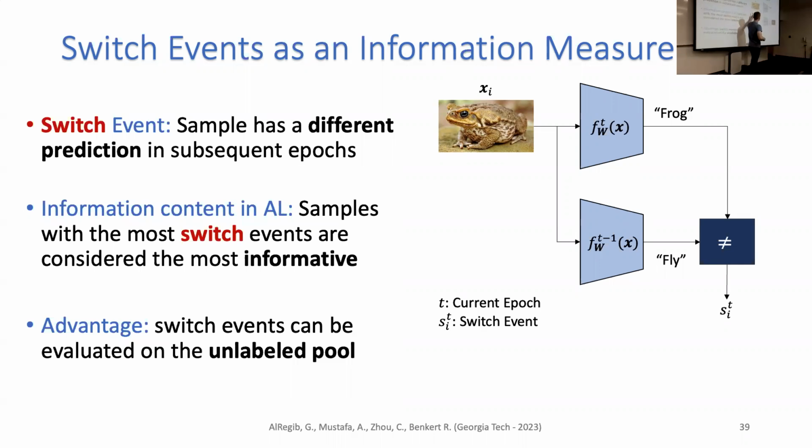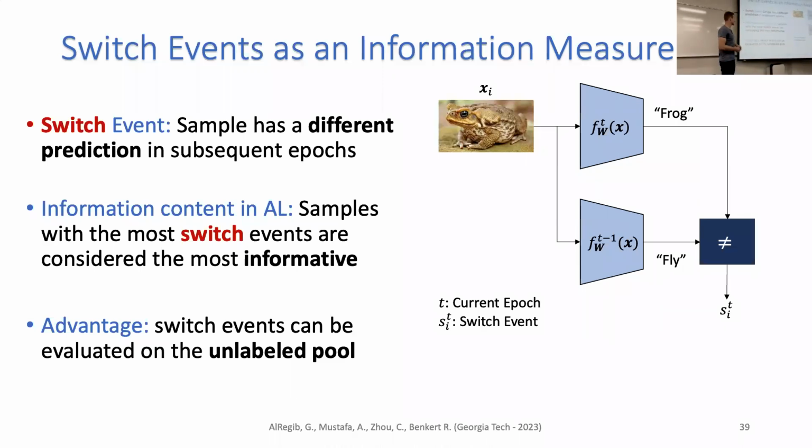If we look at our example on the left again, in the previous epoch we could be predicting something like fly, and now we're predicting frog. In this case both are incorrect because it's a toad, but we would still count this as a switch event because the predictions are not equal to each other. I'll formalize this in a moment also.